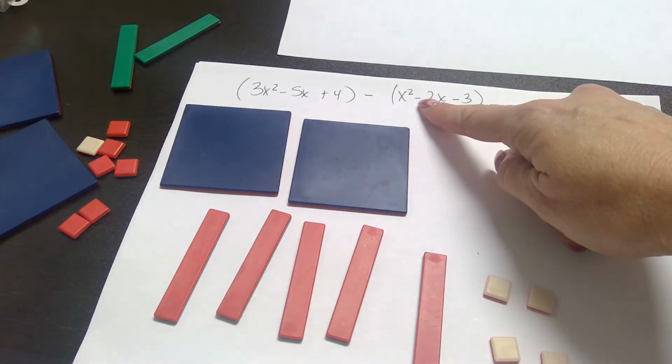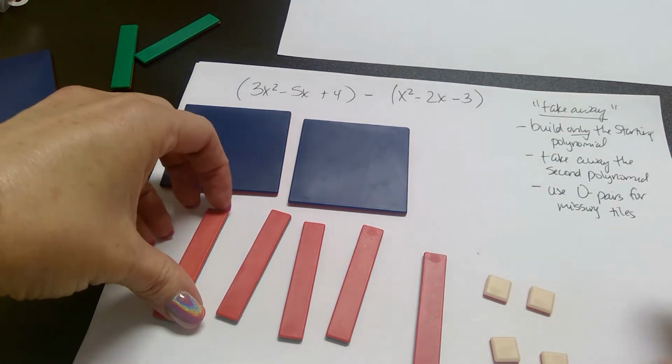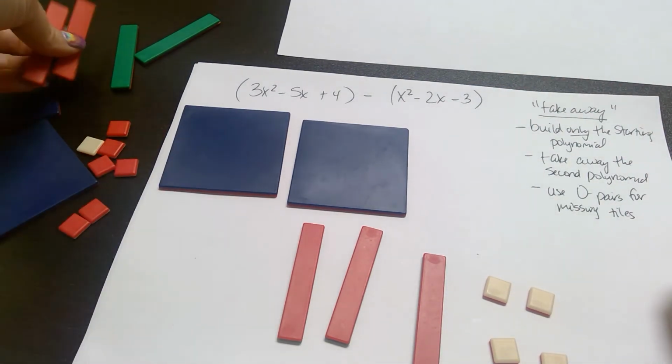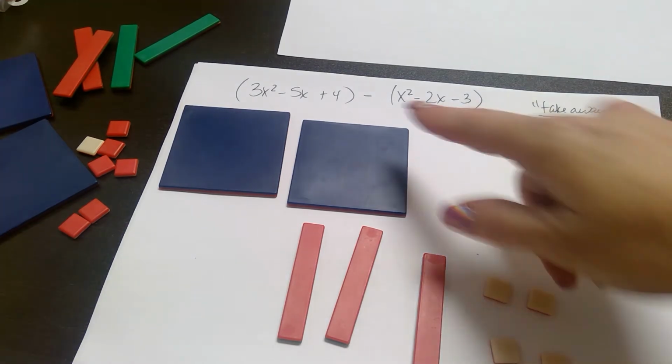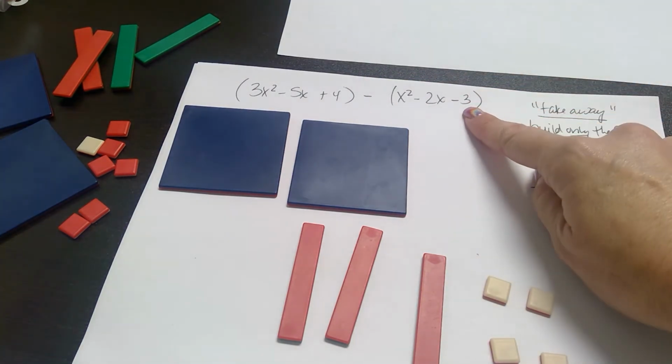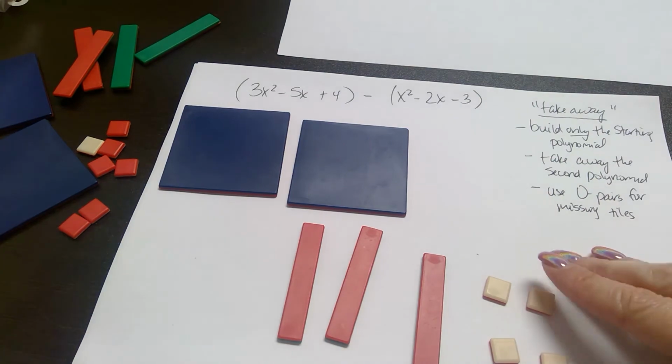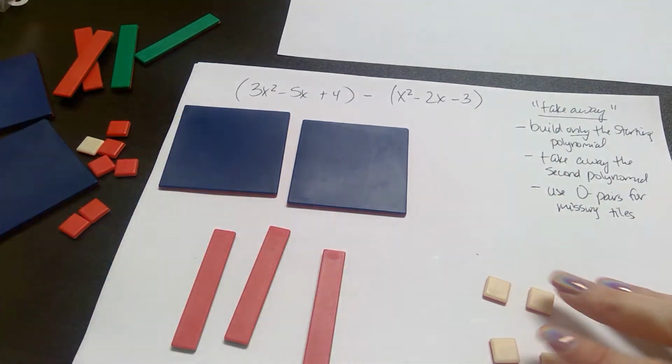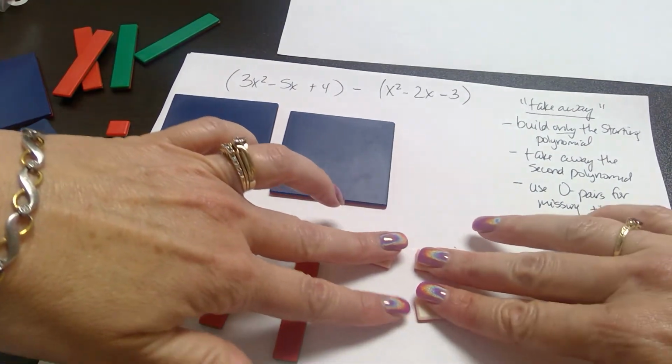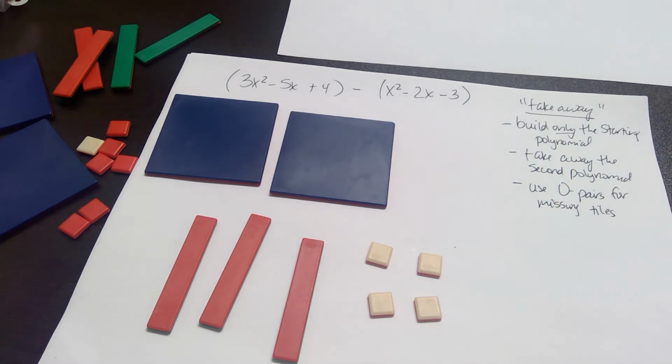I'm taking away 2 negative x's. So I take away 2 negative x's. Now, the next thing I'm told to take away are 3 negative units. I don't have any negative units. I only have positive units. How can I get away with taking away something I don't have?